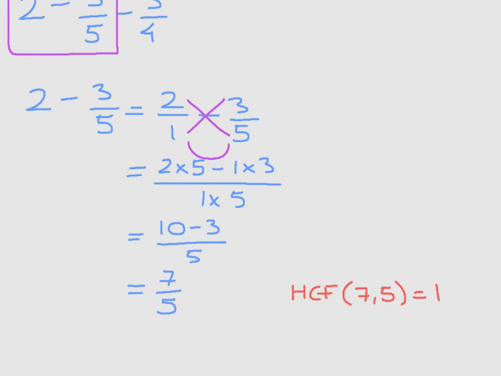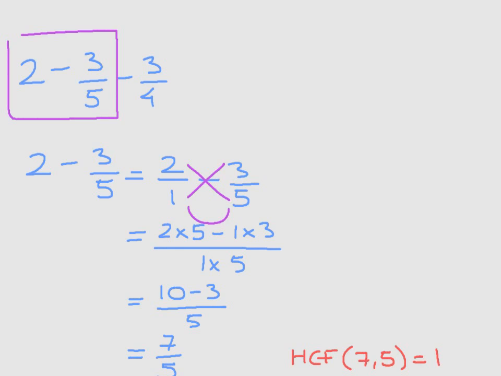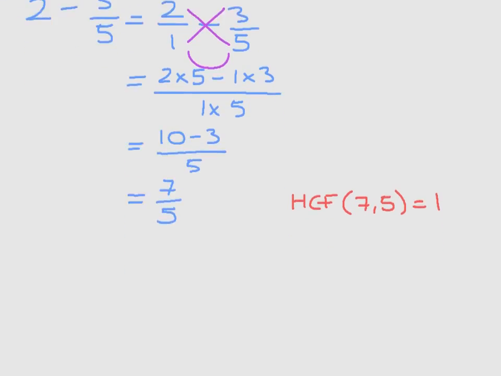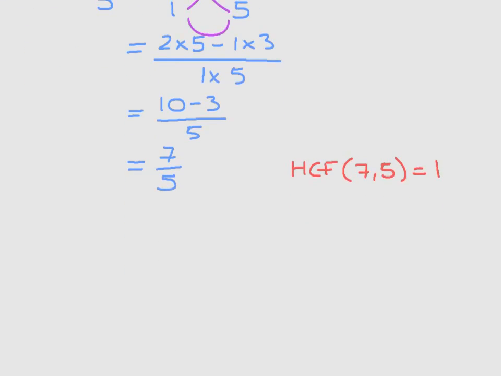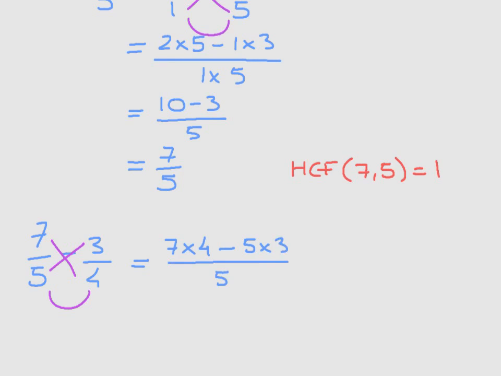Okay, now that we've calculated 2 minus 3/5 and we've obtained 7 over 5, all we have to do is subtract the 3/4. And so I do that below here. That's 7/5 minus 3/4. And to calculate this, I'm going to use exactly the same method again. And I'll say that that's got to be equal to 7 times 4 minus 5 times 3 over 5 times 4. So if I write that next to it, that's 7 times 4 minus 5 times 3 over 5 times 4.